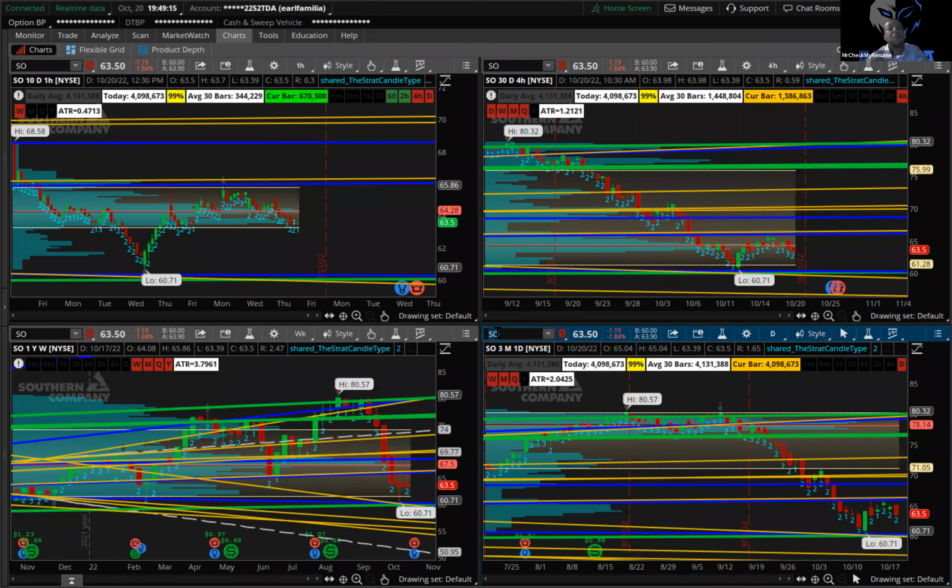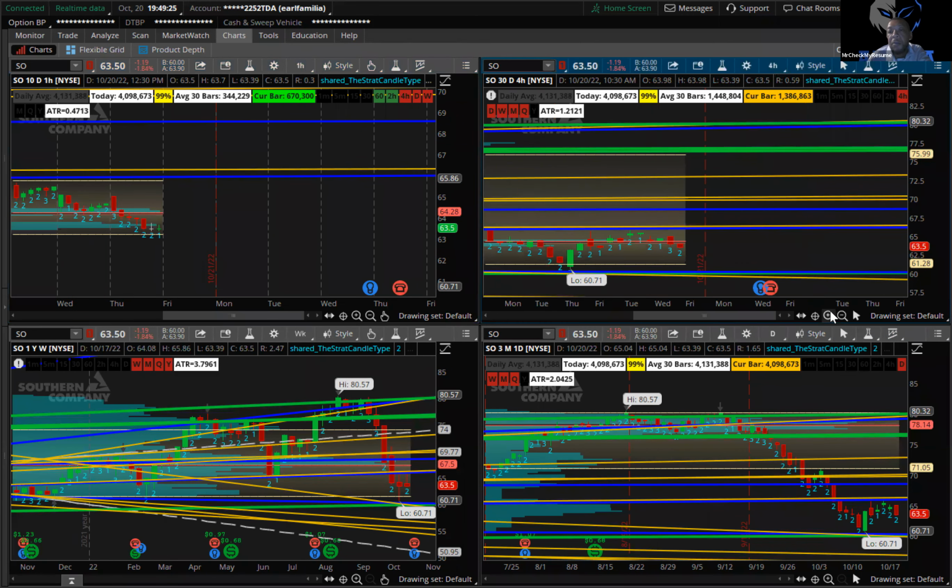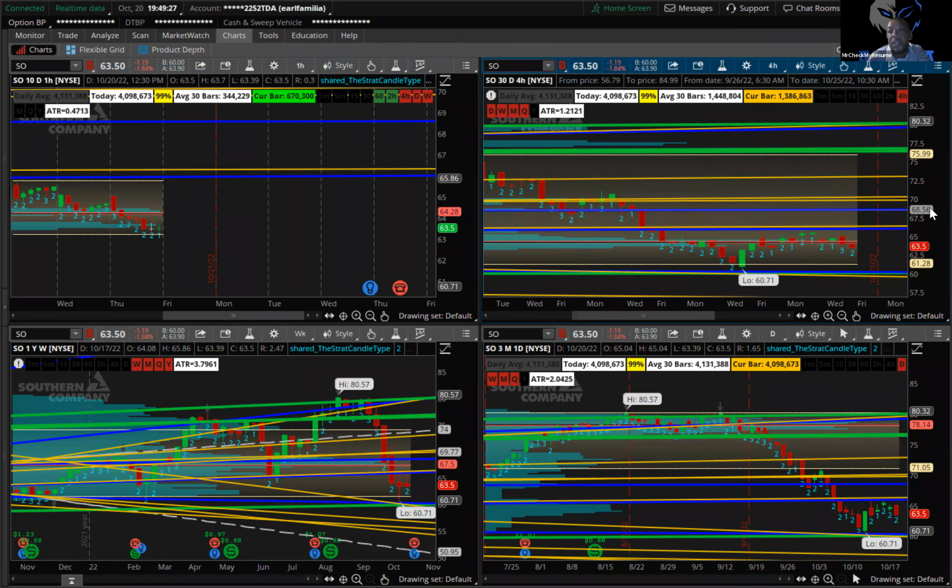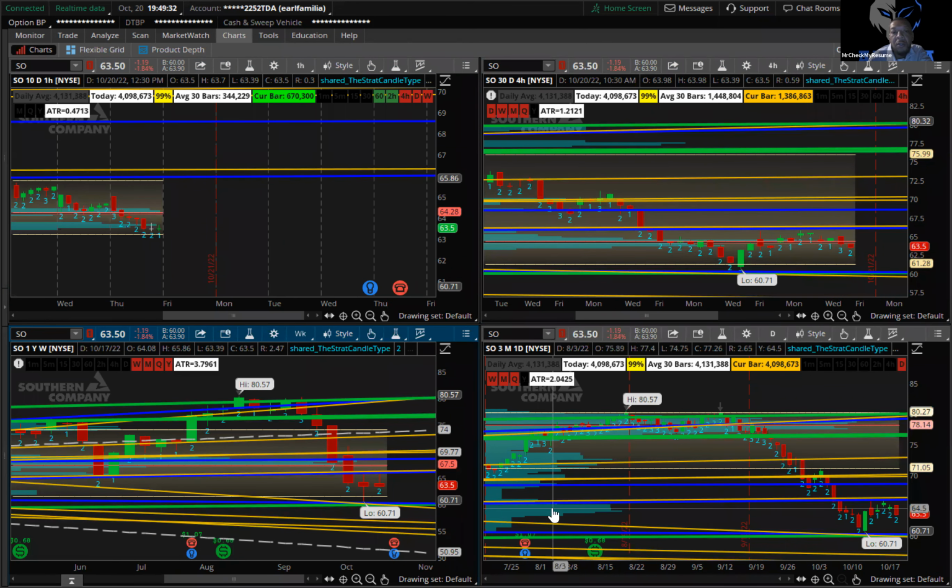So now we got SO. Let's see, inside. I don't care about that. 2 down on the 4, pretty strong selling. We got a shooter on the week candle, and we got 2 down continuation on the day. So SO is a short to the downside. It is continuation. So all you're looking for is an opportunity to take entry to the downside. There are no setups for entries.